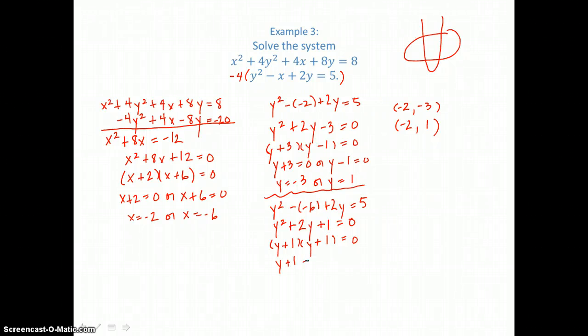And now when we use the zero product property, since those two factors are the same, we only have to set one of them equal to 0 to find out y could equal -1. So another point of intersection happens when x is -6 and y is -1. So 3 points of intersection for this ellipse and parabola.